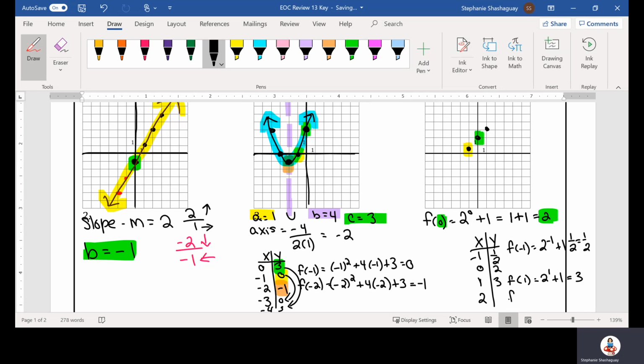And then I can find f of 2. So that's going to be equal to 2 squared plus 1, which is going to be equal to 4 plus 1, which is 5. So 2, 1, 2, 3, 4, 5. There is my next point. And I'm just highlighting these so you can follow along if you want to take a look.